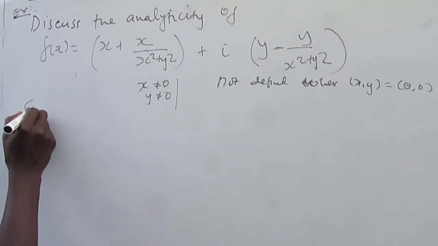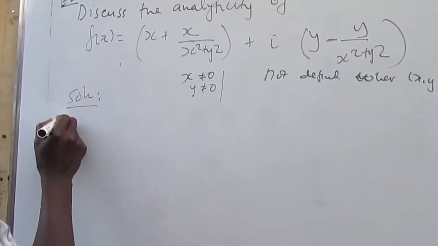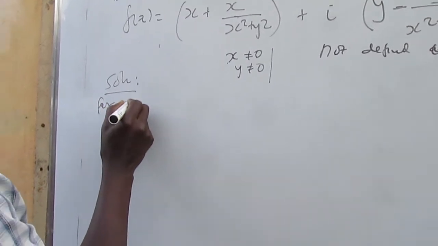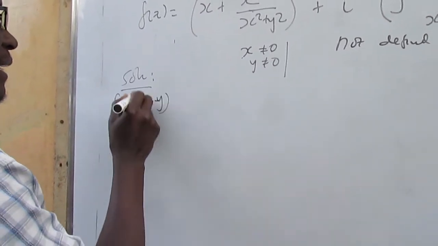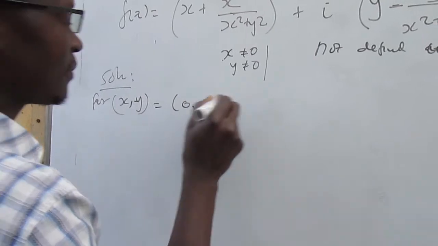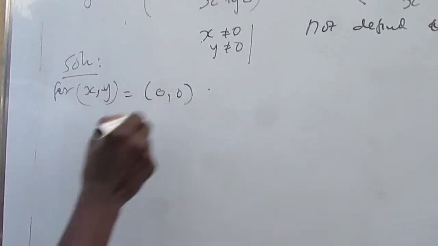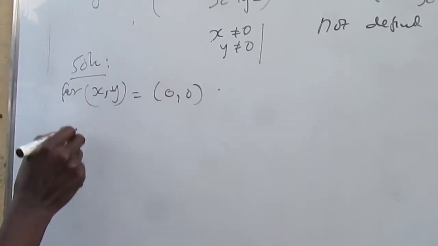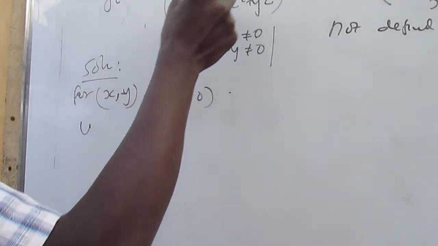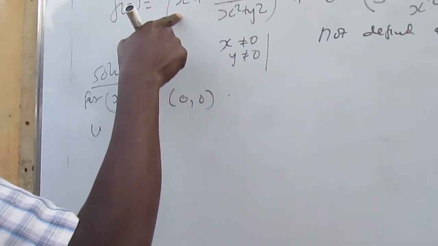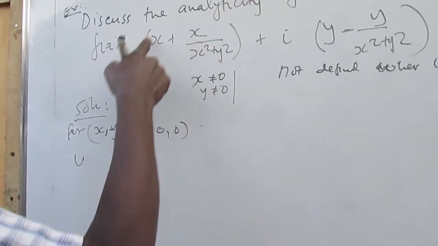And so for x, y, or rather, when we are not at the origin, let's now start by taking the first partial. So we know that u of x, y is this function here.